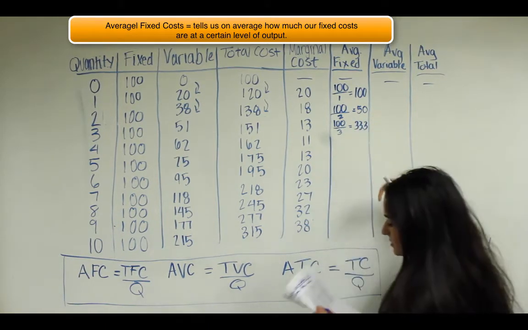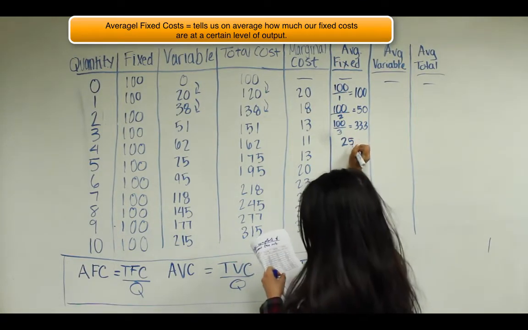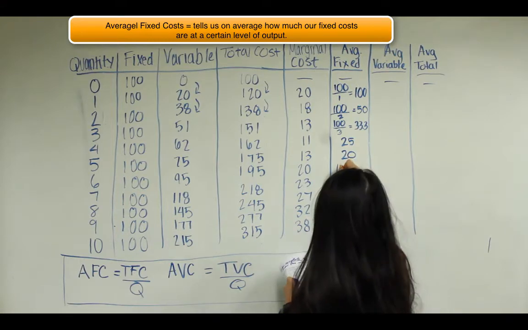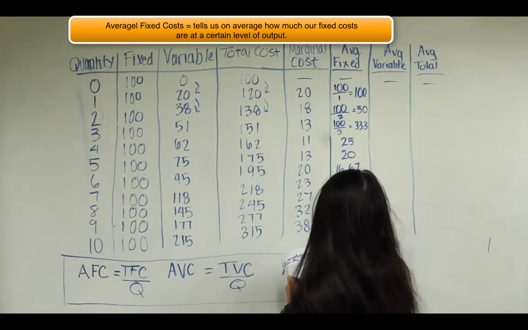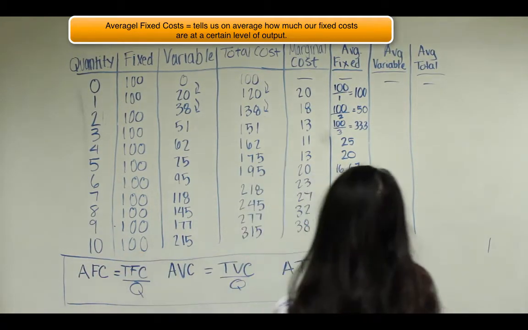And then you just keep doing that for the rest of the numbers. So 100 divided by 4 is 25, and 100 divided by 5 is 20, and you keep going: 16.67, 14.29, 12.50, 11.11, and then finally 100 divided by 10, you get 10.